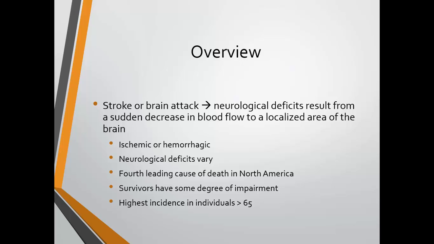Ischemic stroke is when blood supply to a portion of the brain is suddenly decreased by a thrombus, which would be a blood clot, an embolus, which would be foreign matter, or stenosis, which would be narrowing. In your hemorrhagic strokes, this is when a blood vessel breaks open, spilling the blood into the spaces surrounding the neurons in the brain. Your neurologic deficits can vary depending on the area that is affected.